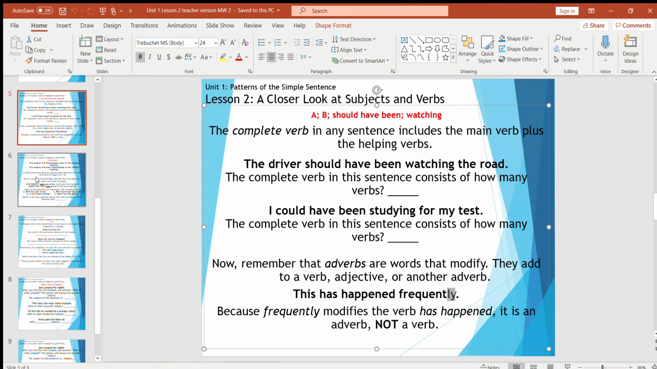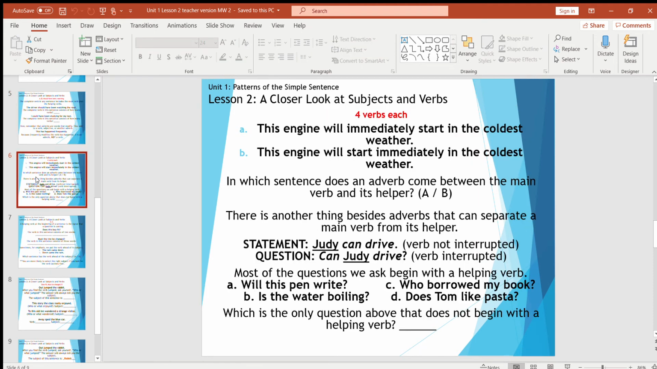95% of the time. So if the engine will immediately start in the coldest weather versus this engine will start immediately in the coldest weather, what is our verb here? We have the verb start, and we have the helping verb of will start, right?